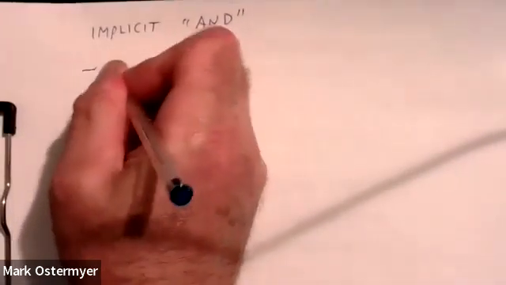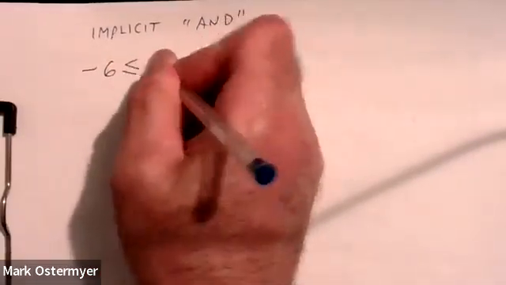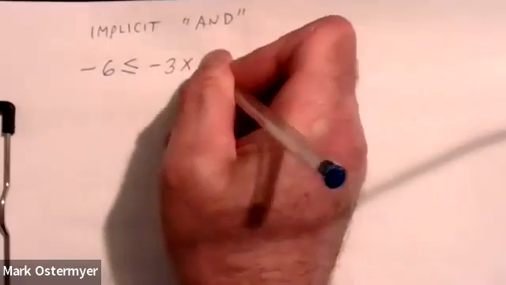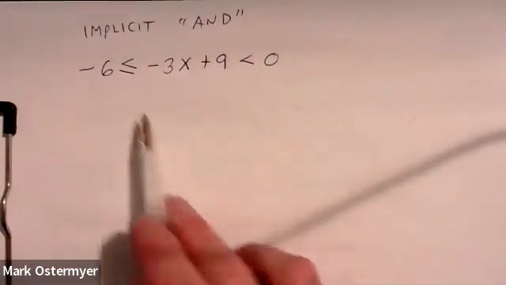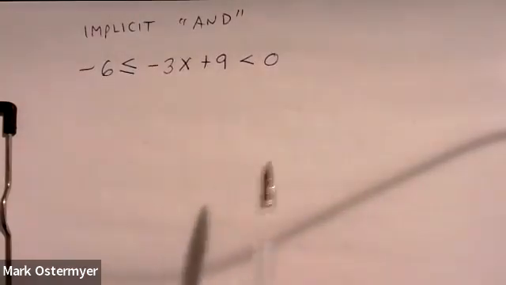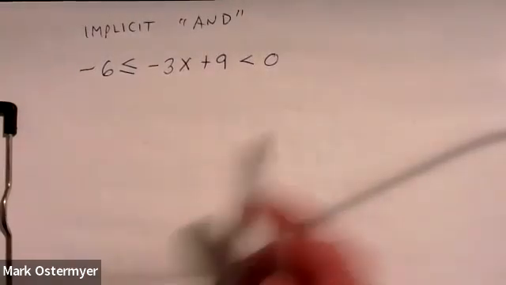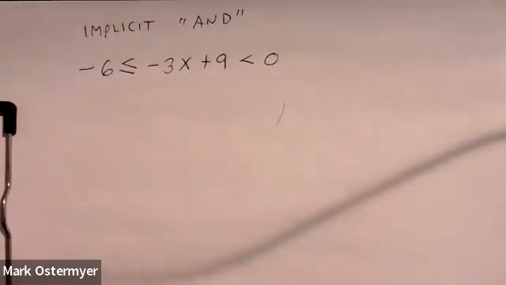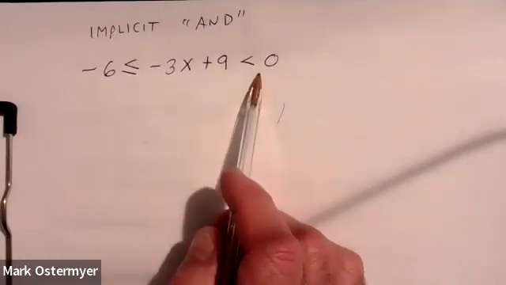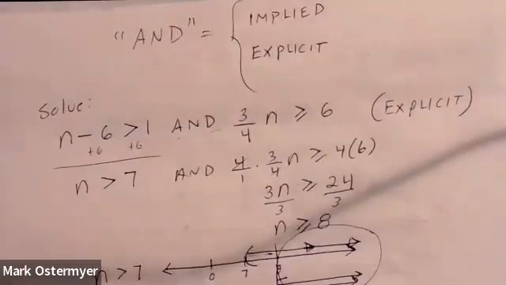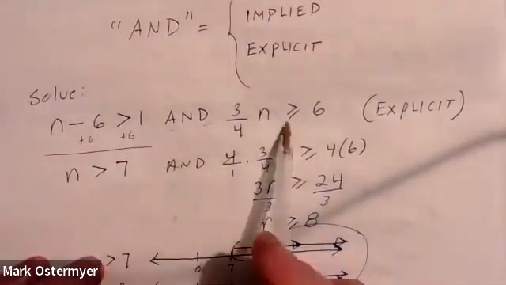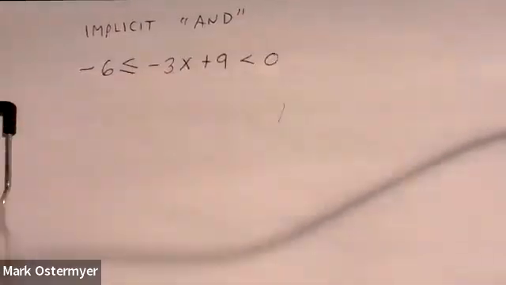With an implicit compound "and" inequality, you do not see the word "and." Well, wait a minute. If I don't see the word "and," then how do I know it's not a compound "or" inequality? It doesn't say "or." I don't see the word "or." And if you don't see the word "or," then it either has to be an implicit compound "and" inequality, or it must be an explicit compound "and" inequality. It has to be one of those.